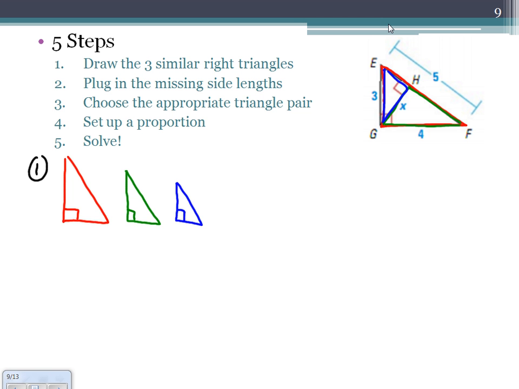Now we need to plug in our points. The red one's the easiest. My right angle is G for my red. The point that's furthest away is F. And my final point is E.